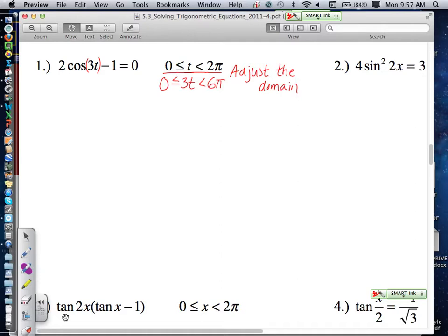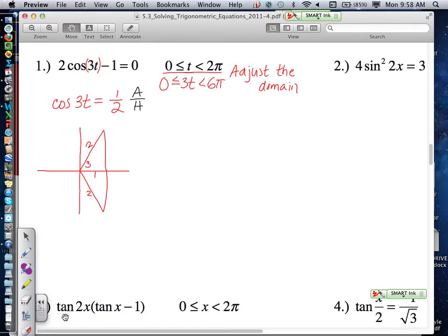Okay, so let's solve this. Let's solve for the trig function. If I solve for the trig function, I have cosine 3t equals 1/2. I just add 1 and divide by 2. Now I'm going to draw a reference triangle such that the adjacent side over the hypotenuse is 1/2. Remembering that cosine is positive in the first and fourth quadrants, in order for the adjacent side to be 1 and the hypotenuse to be 2, we're going to have a 30, 60, 90 triangle.